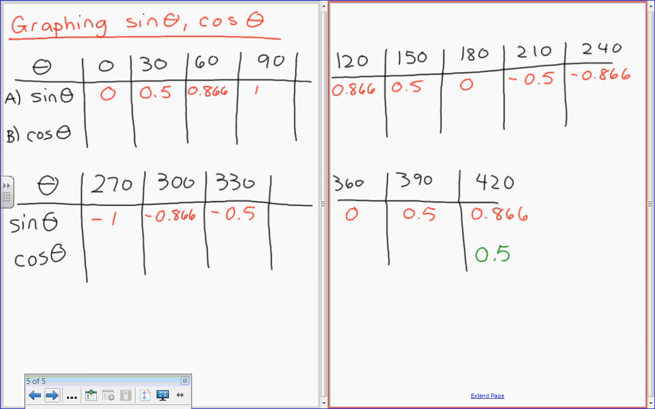Okay, why did I keep going to 390 and 420? What does it look like happens after that? What should the next one be after 420 if I had to pick it? What would the next value be?